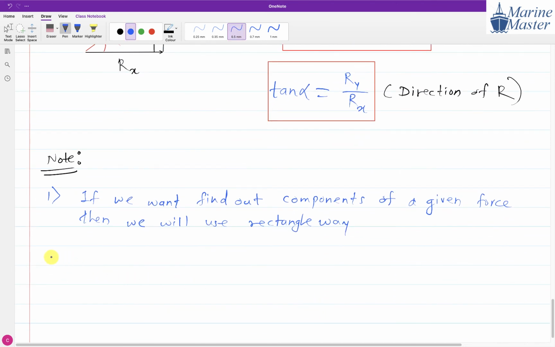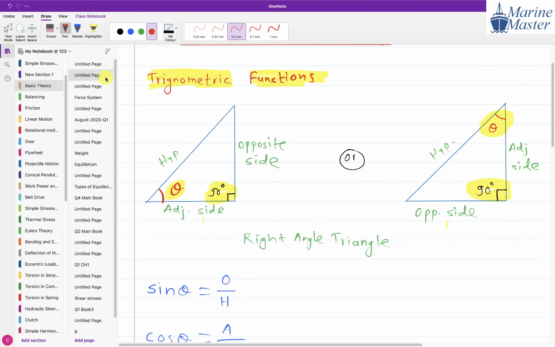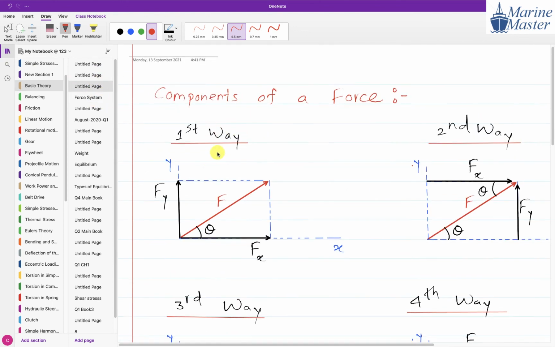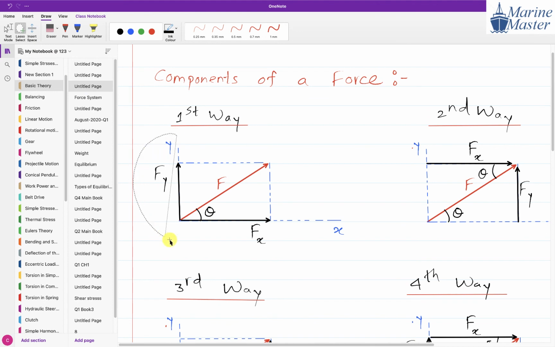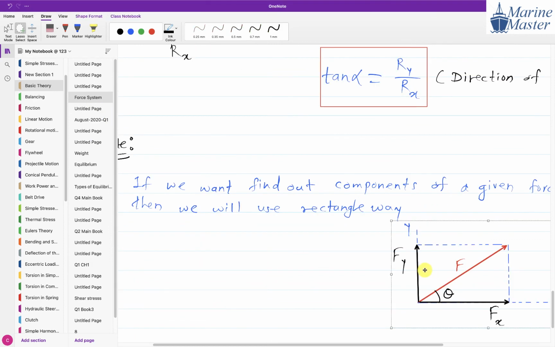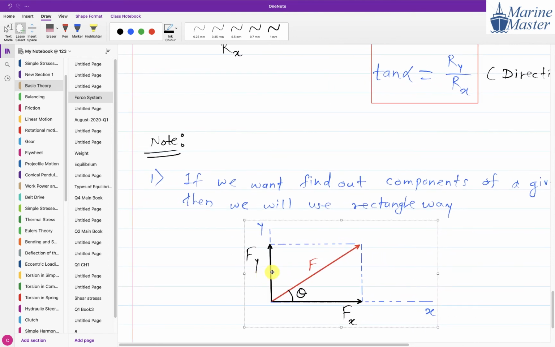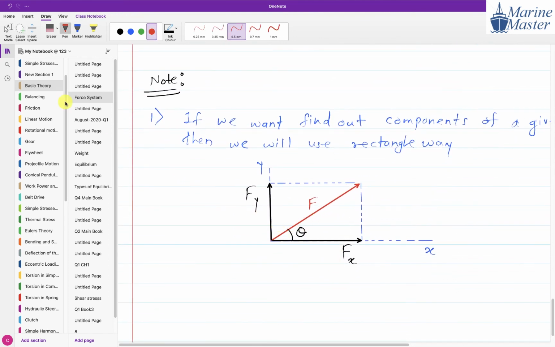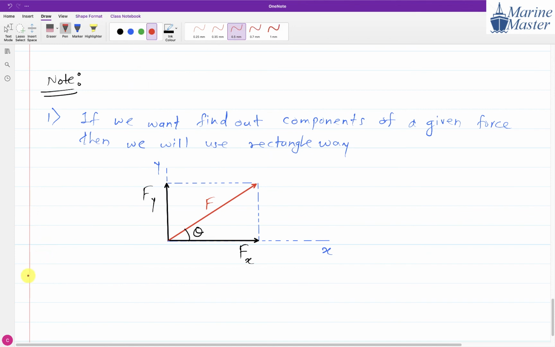Second, we will draw the figure also here so that you will get an idea. What is that rectangle way? Copy this drawing that we have seen. So this is our rectangle way, from a given force we want to find its components. And what is the second note? Generally it is not compulsory, sir, but generally we will prefer this one.